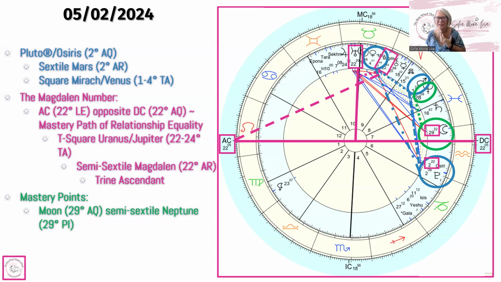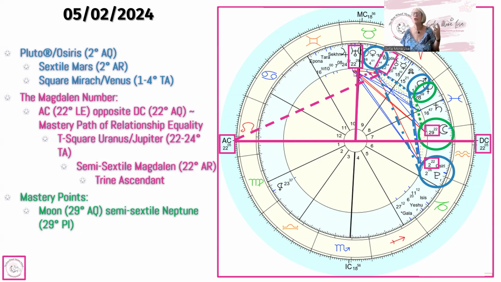Let's look at the Magdalene, your inner Sophia consciousness. She's at 22 degrees, 44 minutes, right? 22 times 2, 44 minutes. That's incredible. She's up here in Aries. I know you can't see the glyph for Aries, but there it is. Then we've got Uranus at 22 degrees of Taurus. And so what's happening here is this axis from the ascendant to the descendant, from Leo, that's the glyph for Leo, to Aquarius. This axis is known as the mastery path of relationship equality, okay?